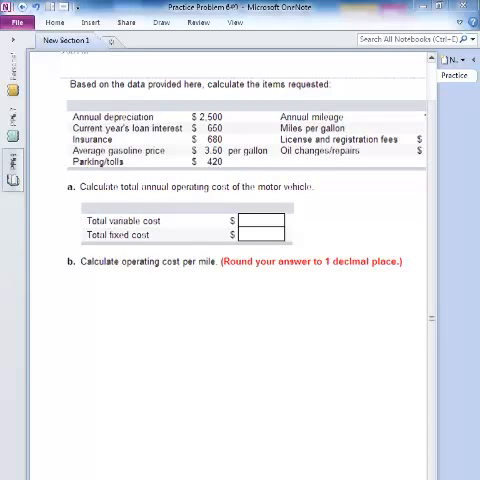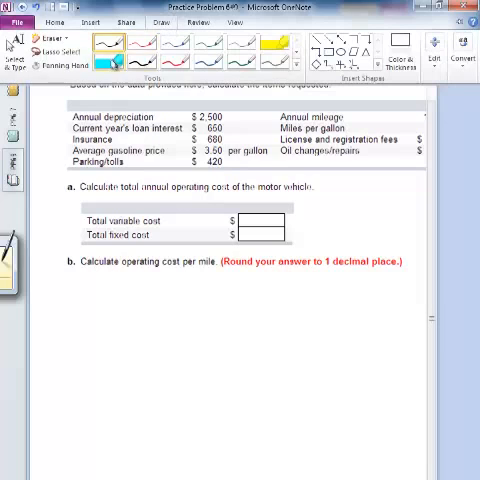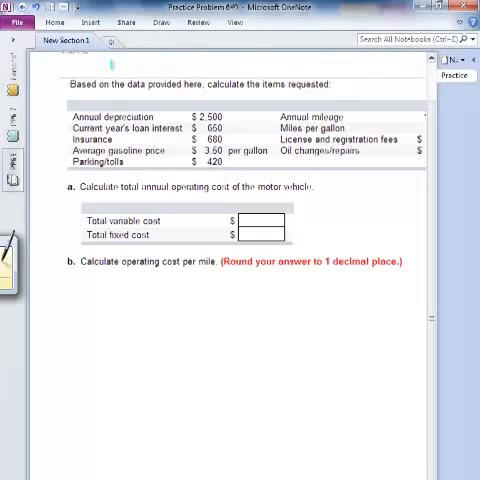Hi, in this video I'm going to go through practice problem from chapter 6, number 9. In this one I'm just looking to calculate variable versus fixed cost and then the operating cost per mile in terms of cents. So first I need to find what the fixed and variable costs are. So I'm going to try and organize my table into fixed versus variable.